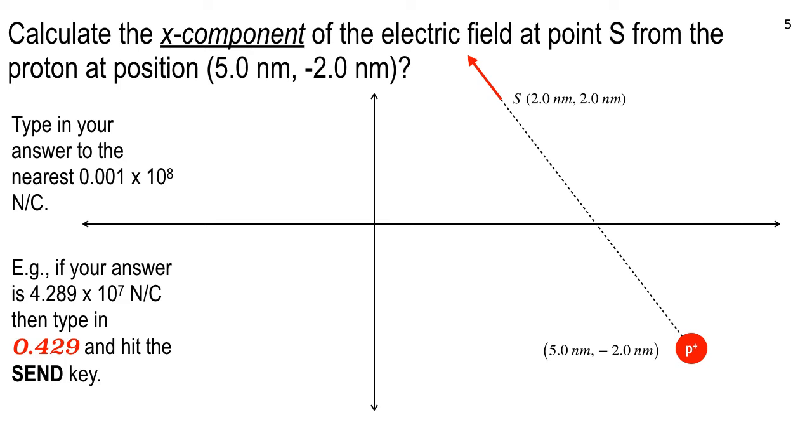10, 9, 8, 7, 6, 5, 4, 3, 2, 1, 0. All right. Answer here is negative 0.346. Now let's take a look at some of the answers that were typed in.